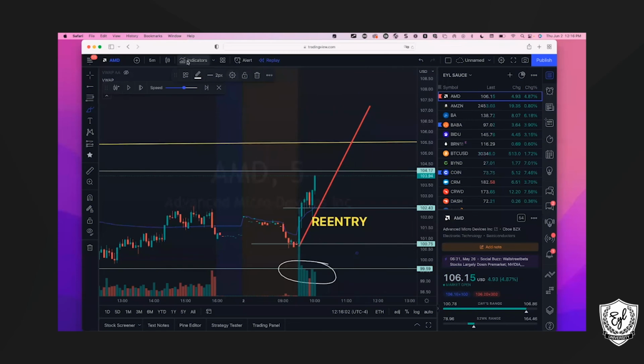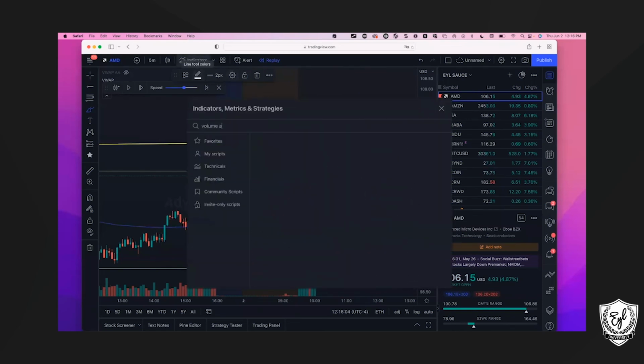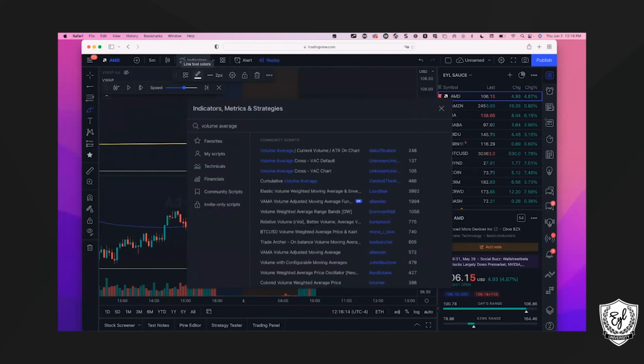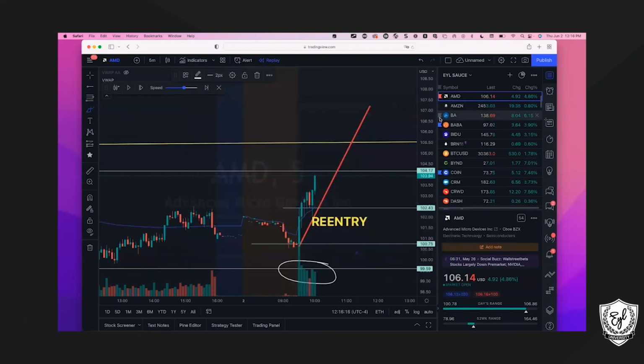One of the volume indicators that I use, it's probably not even on here, I doubt it is, is called volume average. We talked about the volume average. What it does is it gives you a volume bar and it shows a small EMA line. As long as volume is above that EMA line, that means we have abnormal volume, or a good amount of volume. So that would have been your re-entry.